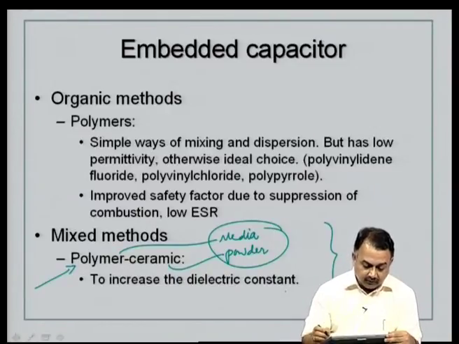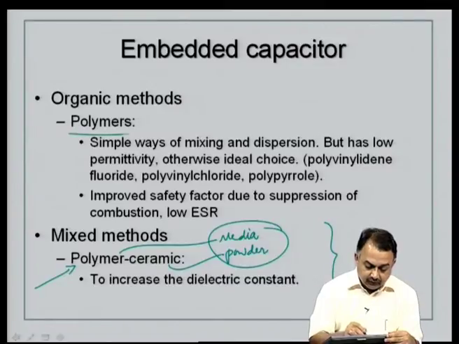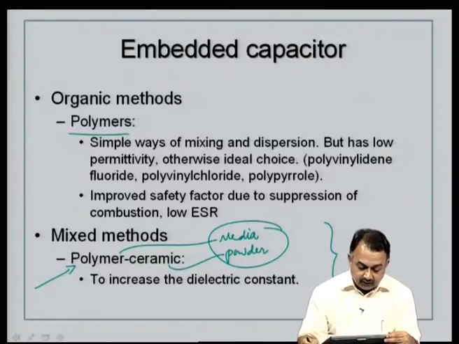Now, we will talk about using organic polymers. The advantage of this method is simple ways of mixing and dispersing the material, but it has low permittivity, otherwise it is an ideal choice, like polyvinylidene fluoride, PVC, polypyrroles, etc. Improved safety factor due to suppression of combustion and low equivalent series resistance values.